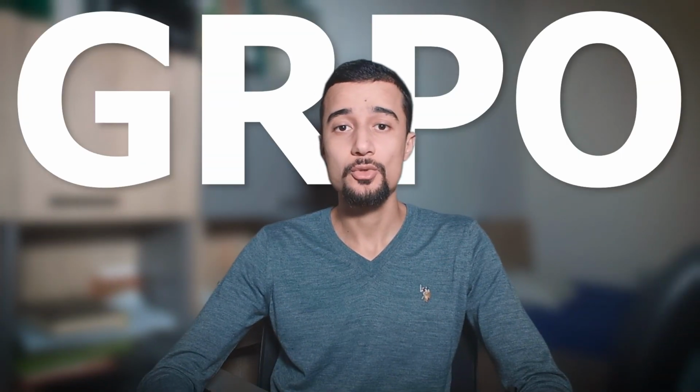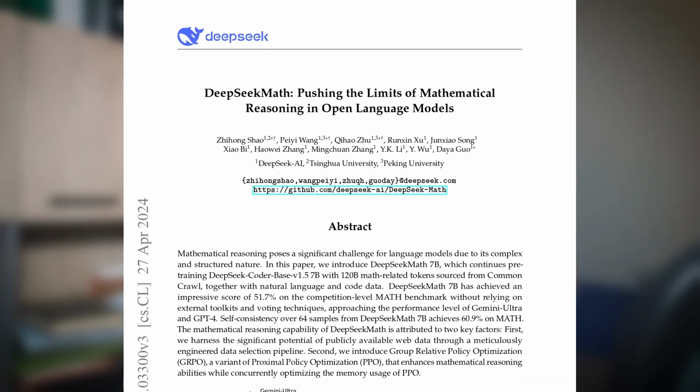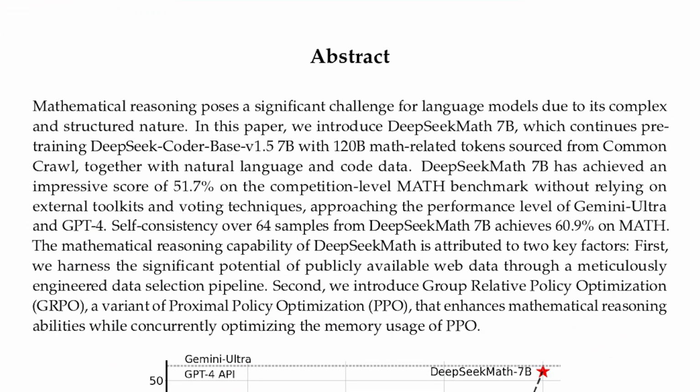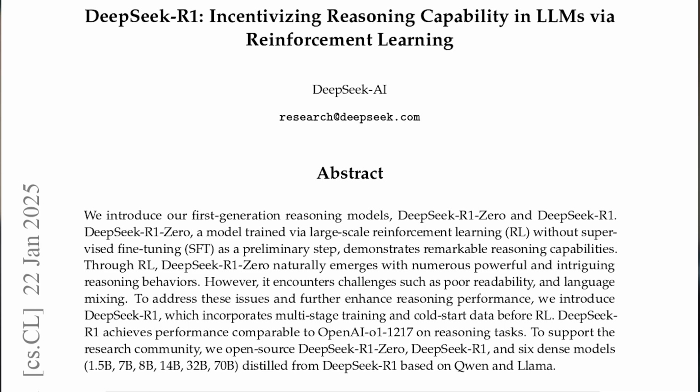So the GRPO training technique was introduced about 1 year ago in the paper of the DeepSeek math model, where it was used to train a 7 billion parameter model that rivals the performance of huge models like GPT-4 and Gemini Ultra on mathematical tasks. And earlier this year, it was used to train a general-purpose large language model, the DeepSeek v3, on the task of reasoning. And this new model is called the DeepSeek R1-Zero.